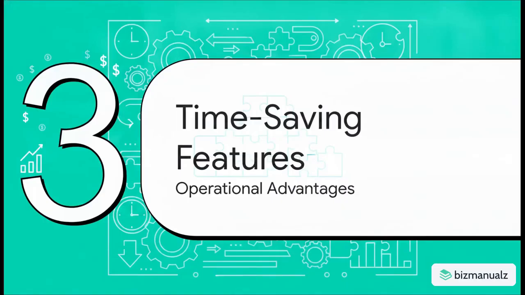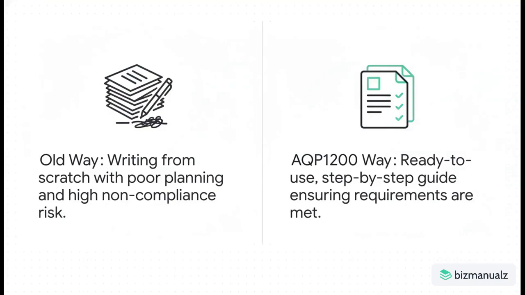All right, Section 3, Time-Saving Product Features. Let's pivot from what the product physically contains to the operational advantages of actually using it to save your organization significant time and money. And this brilliantly illustrates the core value proposition. The old way is honestly painful. It means writing manuals from scratch, struggling with poor systems planning, and ultimately facing a super high risk of non-compliance and major nonconformities. The AQP 1200 way replaces that blank page with a ready-to-use, step-by-step guide that helps you ensure your quality management system meets all requirements and identifies areas for improvement instantly.